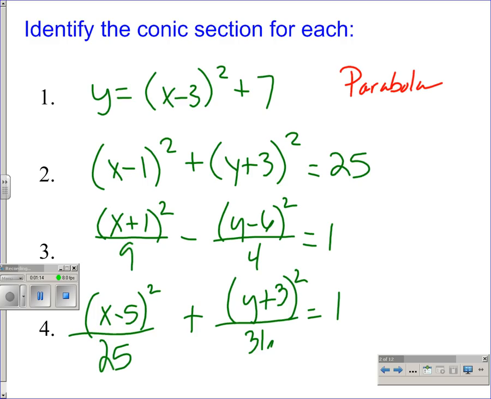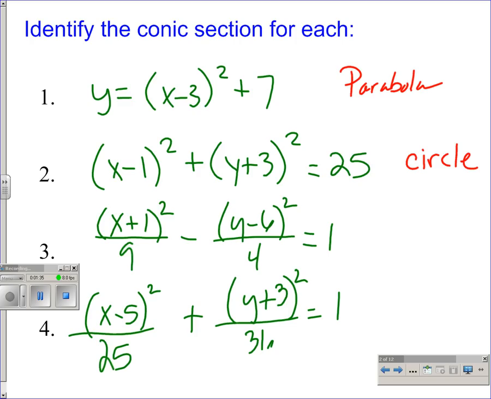Okay, how about number 2? Take a look at that equation in this form, which of the remaining 3? It looks to me like that would be a circle. So you have 2 squared terms, and it's equal to the radius squared. The center would be at (1, -3). The radius is 5.